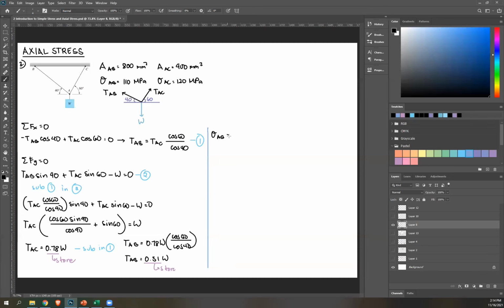Stress in AB equals tension AB over cross-sectional area. Stress AB is given here. So 1110 equals TAB, which is equal to 0.51 W. Again, don't just use 0.51. Please use the entire decimal of that. And over cross-sectional area, 800. From this, please solve what's W.